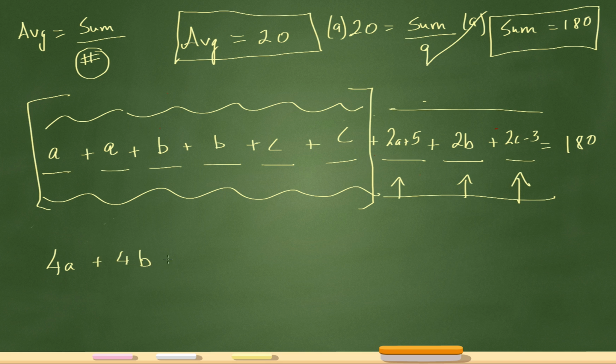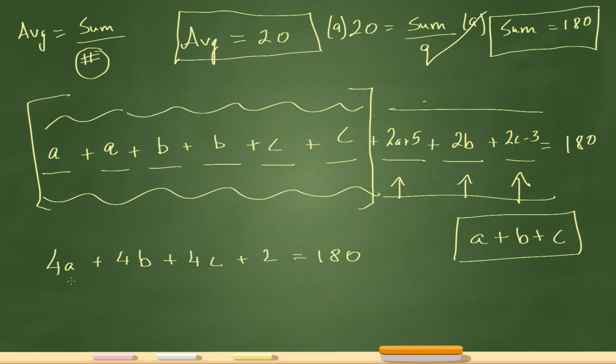2C's and 2C's over here for a total of 4C's. And as far as my constants go, I have 5 minus 3, which is 2. And we know all of that needs to add up to 180. The question's asking me what's A plus B plus C. So I think I got this, right?